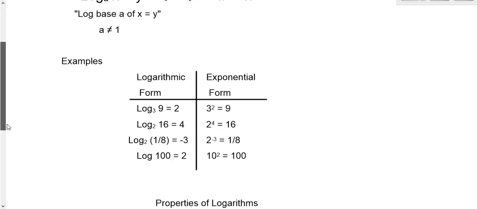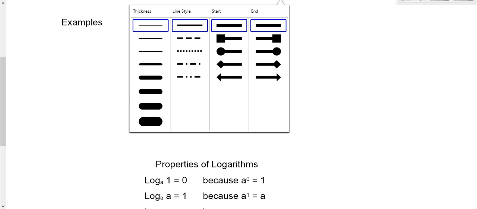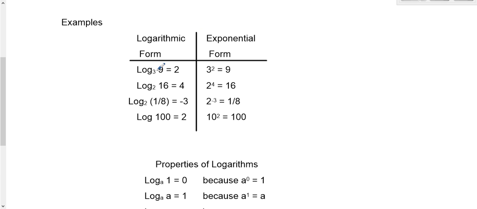Let's look at some examples here. If we have the logarithmic function log base 3 of 9 equals 2, to rewrite that in exponential format, that would be 3 squared equals 9. To look at the process to get that, your base number is 3. Our exponential number is 2. So 3 to the second power is equal to 9.